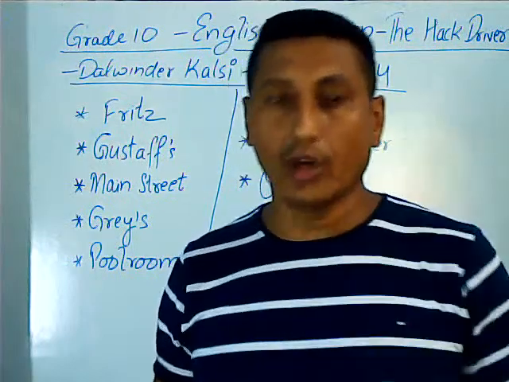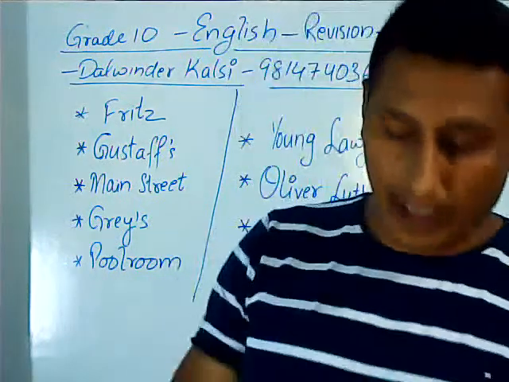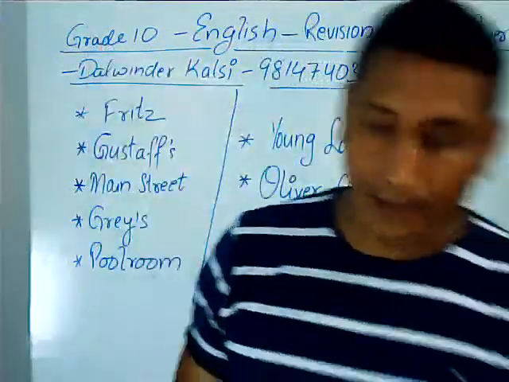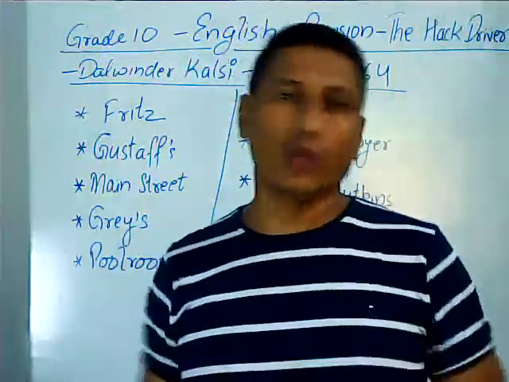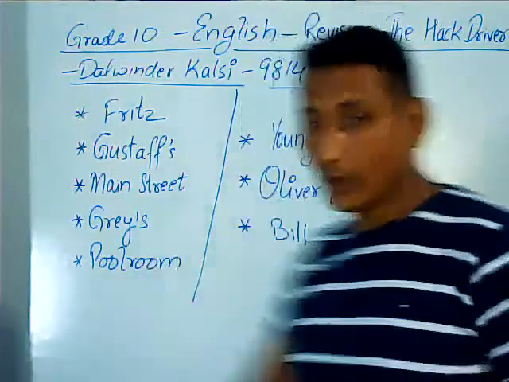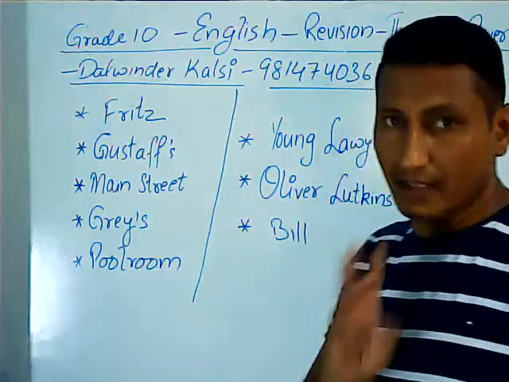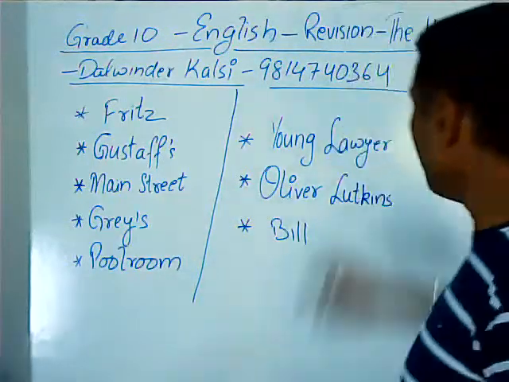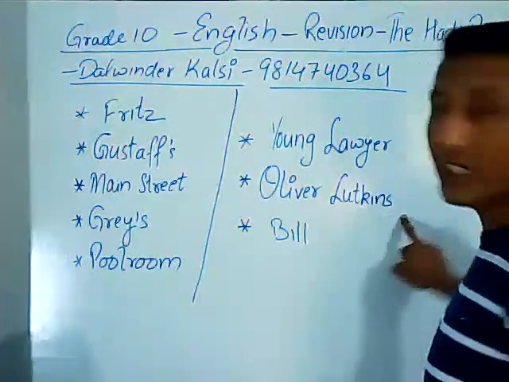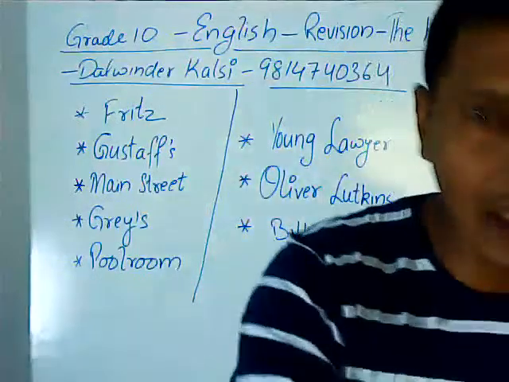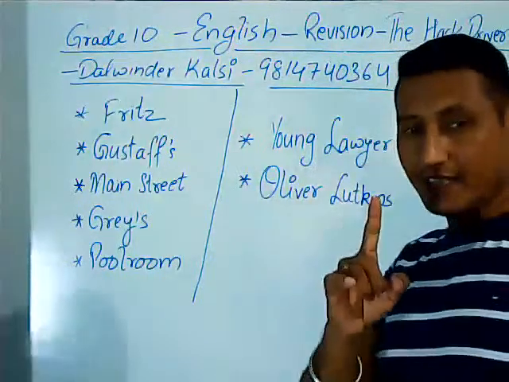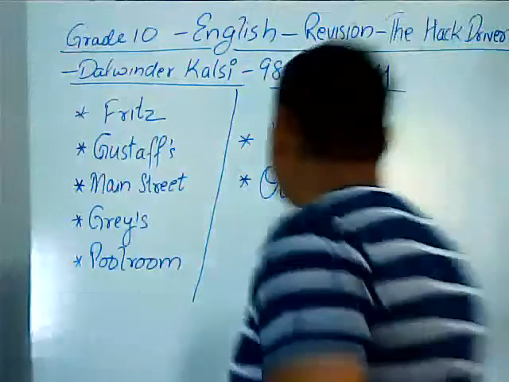Now, talking about your Footprints, the chapter is The Hack Driver, chapter number 8, right? So let us take a quick glimpse of what is there in this chapter. First of all, about characters. Let us talk about the characters. There are three main characters in this story. The first one is the young lawyer, then the other one is Oliver Lutkins. I'm not going to put Bill over here, so I'm just going to remove it. And the third is the hack driver, right?